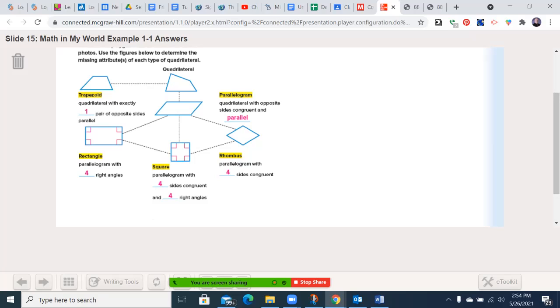Coming over, the quadrilateral is any 4-sided figure. We'll come down and we have a parallelogram right here. Quadrilateral with opposite sides congruent and parallel. A rectangle would qualify, but notice this parallelogram is not a rectangle, but it is a parallelogram.